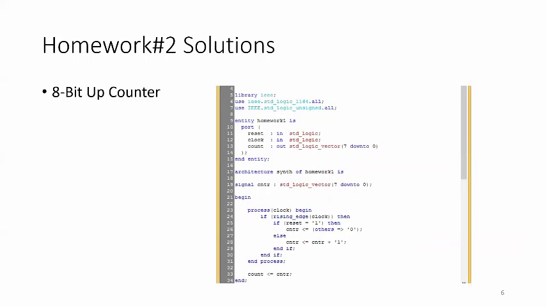For the 8-bit up counter, I have a signal 7 down to 0. When I have the clock rising edge and I don't have reset, if reset is 1, counter will be 0. If reset is 0, I can start the counter.